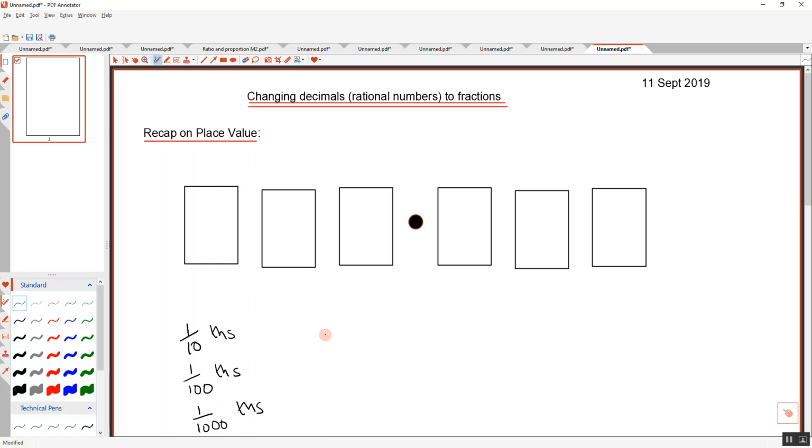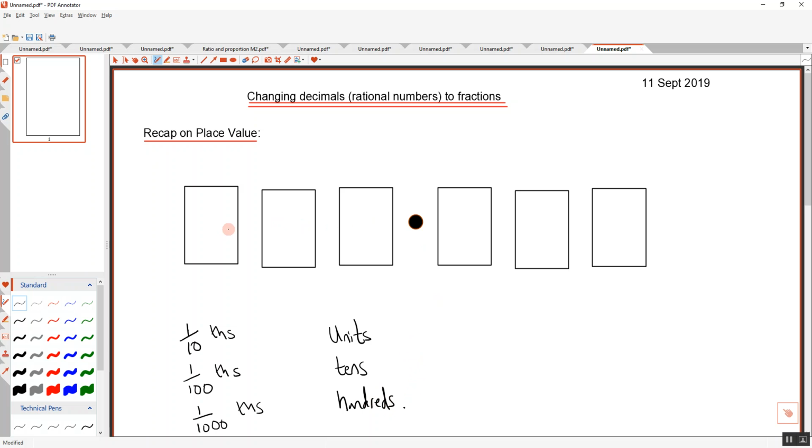What else? Ten thousandths. We're getting smaller and smaller. What about a bit bigger? We've got units that have to go somewhere. And what else? Tens. Hundreds. Thousands. And so on.